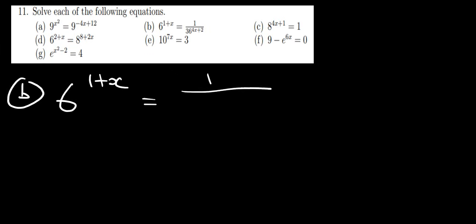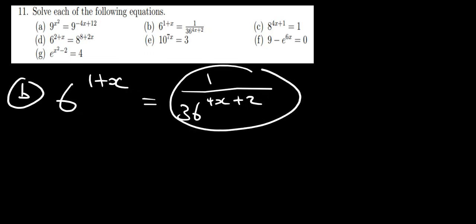Alright, so question B, we have 6 raised to 1 plus x equals 1 divided by 36 to the power 4x plus 2. So what we need to do here is make the bases the same number. Okay, so we want to make this one here have a base 6 raised to the power of something.